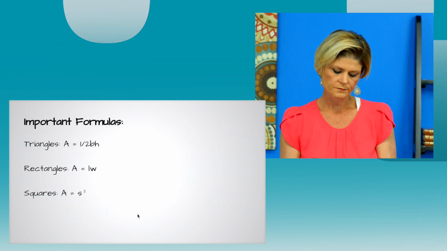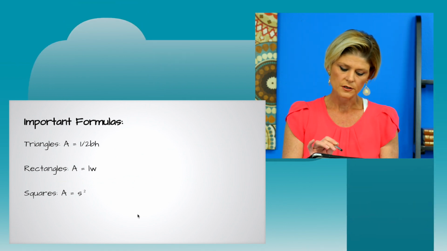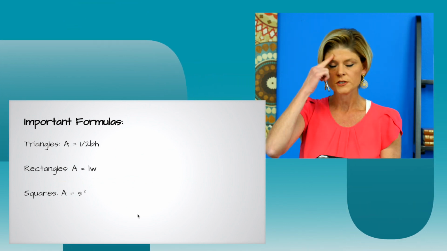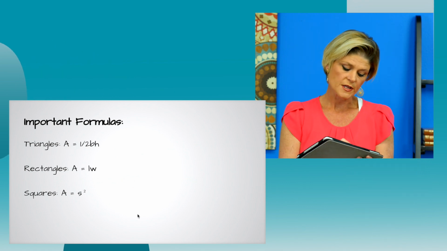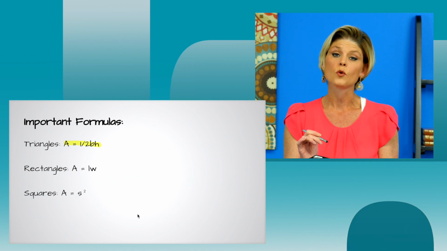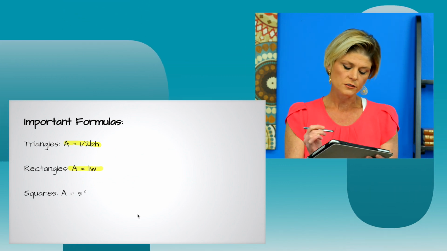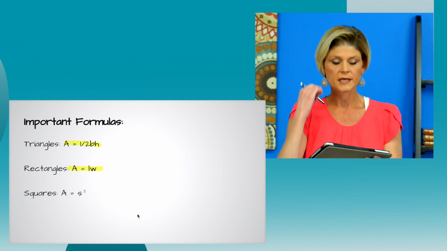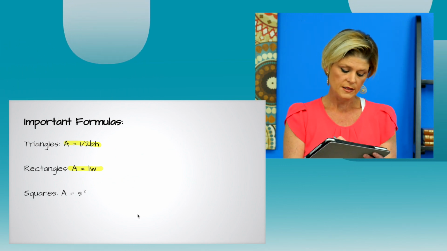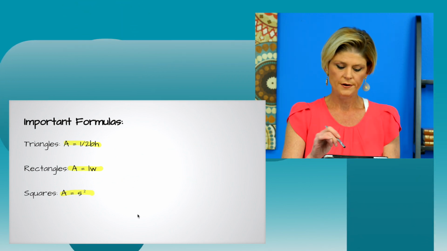Okay, moving on. If you haven't already, please take a minute to write down these important formulas that we're going to be using a lot. Remember the area of a triangle? That formula is area equals 1/2 base times height. And the area of rectangles, we can find that by doing length times width. And the area of squares is S, or side, squared.